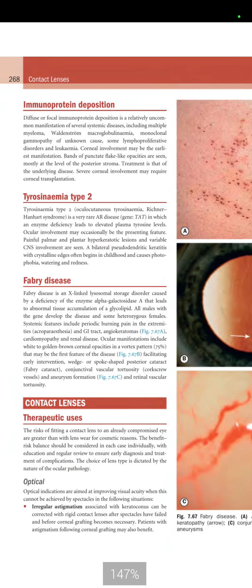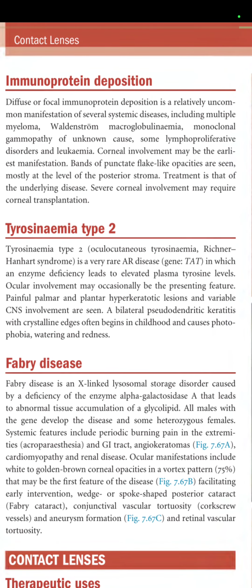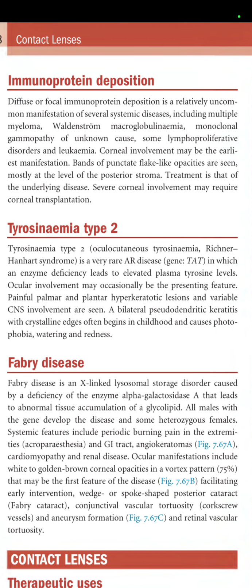Next is immunoprotein deposition. Diffuse or focal immunoprotein deposition is a relatively uncommon manifestation of severe systemic disease, including multiple myeloma, Waldenstrom macroglobulinemia, monoclonal gammopathy of unknown cause, some lymphoproliferative disorders, and leukemia. Corneal involvement may be the earlier manifestation.